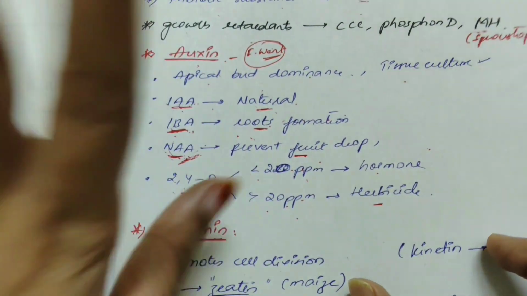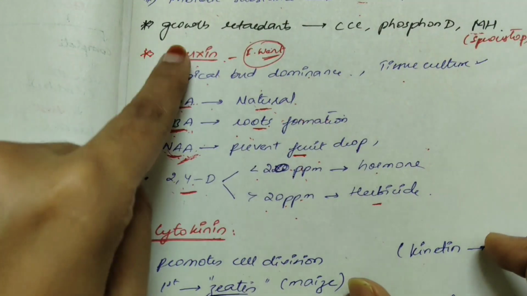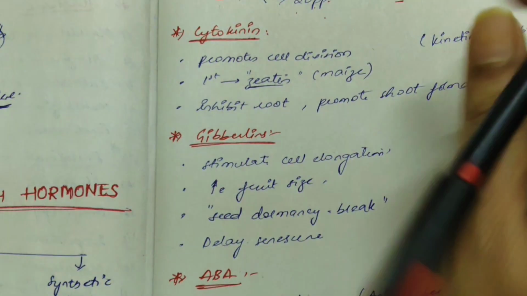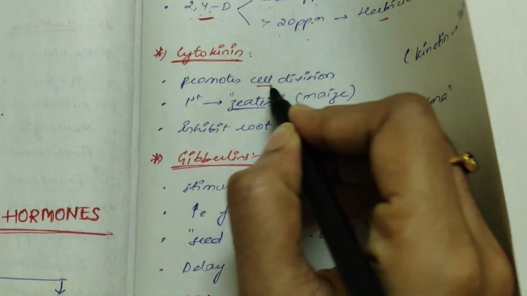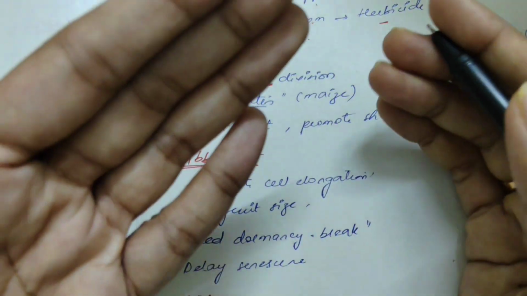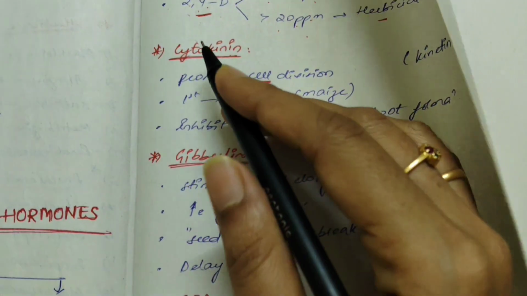I will remember it in this way only. Auxin means root formation, apical bud, and these different types of auxins. After that, cytokinin means cell division. Cytokinin, cell division. Based on this terminology only, we can remember.